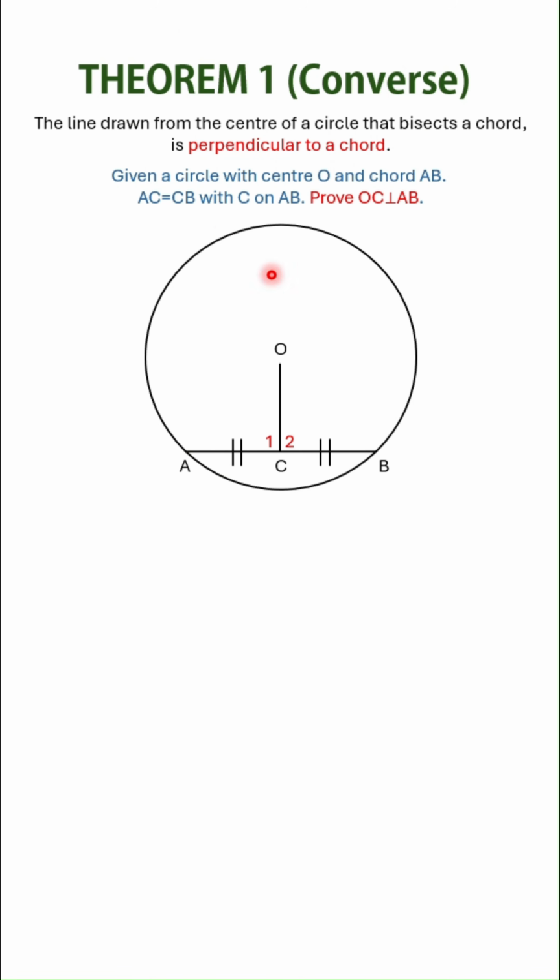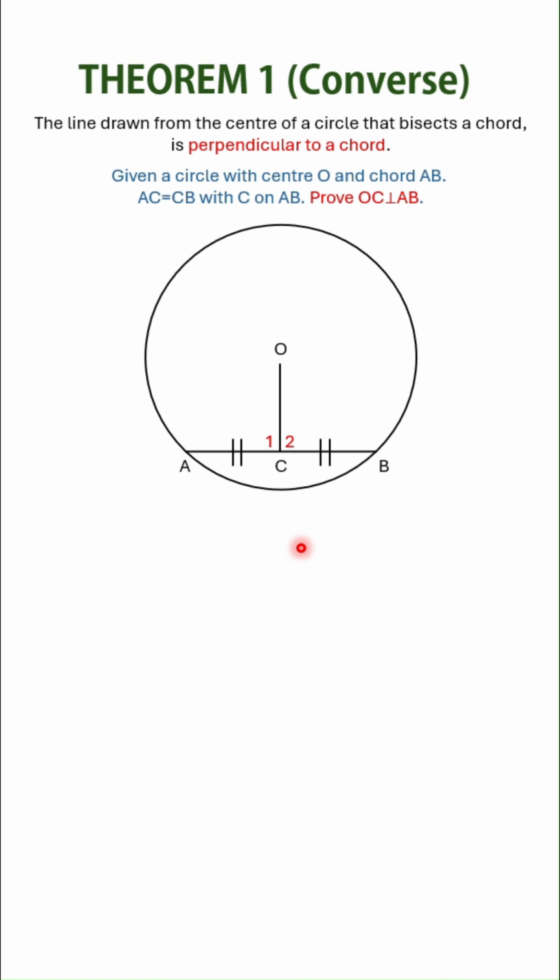Given a circle with center O and chord AB, and being told that AC is equal to CB, with C being on AB, we need to prove that OC is perpendicular to AB. The only way to prove that OC is perpendicular to AB is if we can prove that angle C1 or angle C2 is equal to 90 degrees.